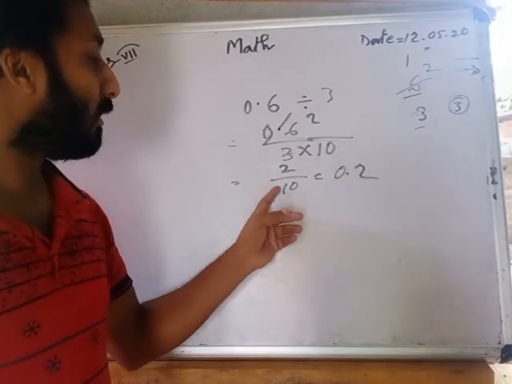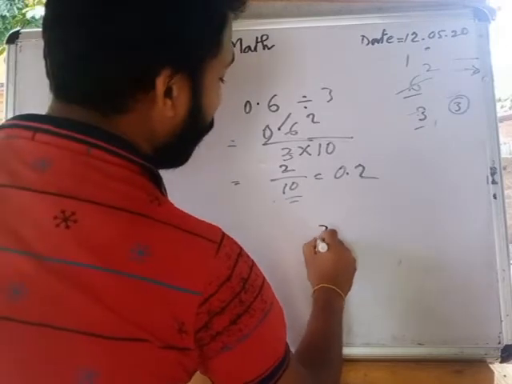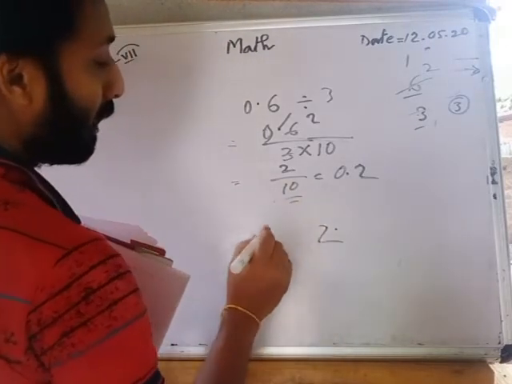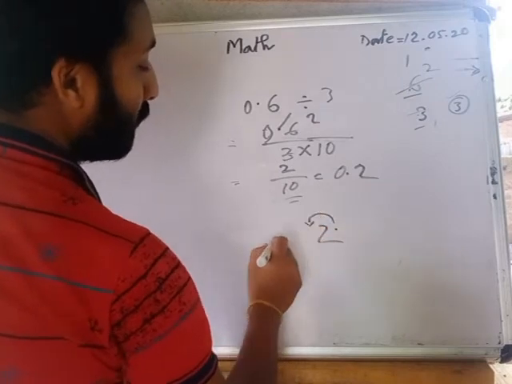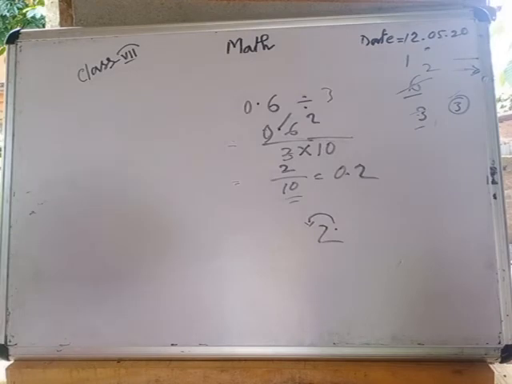2 by 10, that is the point goes back. When we divide by 10, the point goes back one digit. The point is not shown, that means the point is at the last. The point coming back one digit, that means the point is in here. So you should do it very carefully.